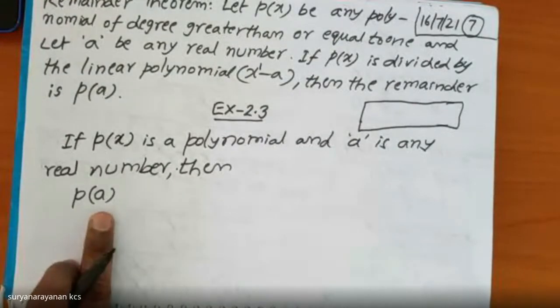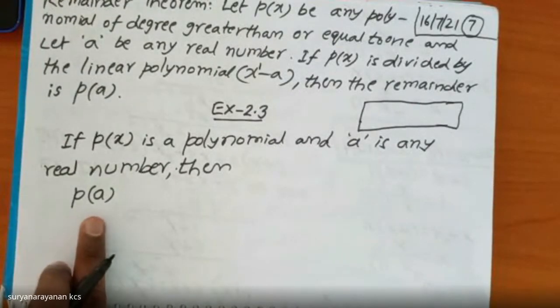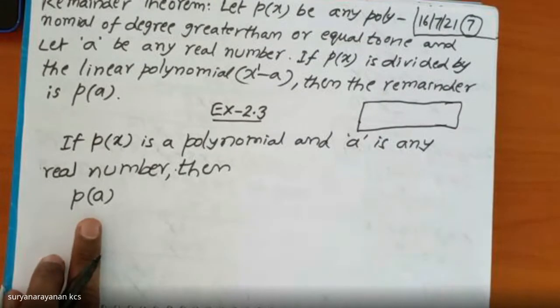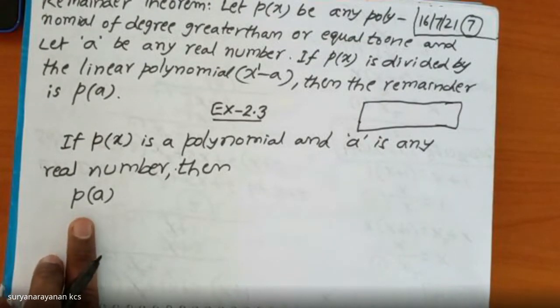what does this notation denote? Can you tell me? What is the meaning of p of a? What does the notation p of a denote? Tell me.